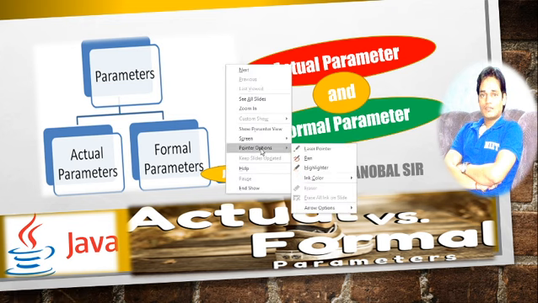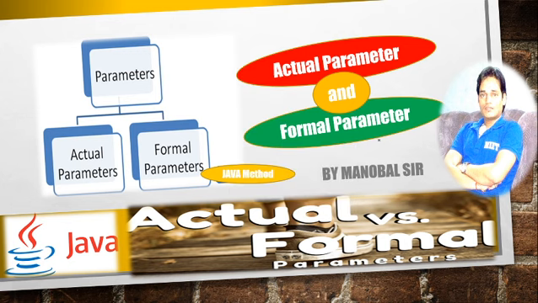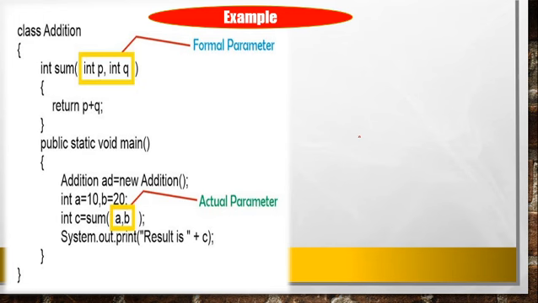Hello students, in this session I am going to explain about the actual parameters and formal parameter of a function in Java. Parameter is of two types, actual parameters and formal parameters. Understand what is actual parameters and what is formal parameters. This is the example where you can understand about the actual parameter and formal parameters.